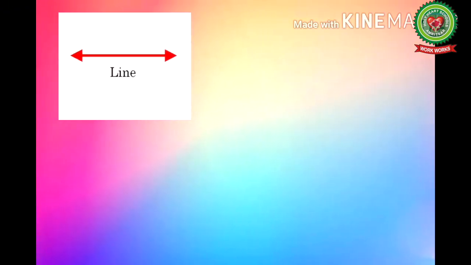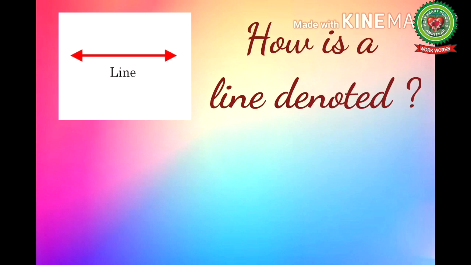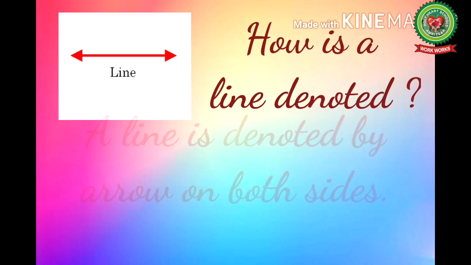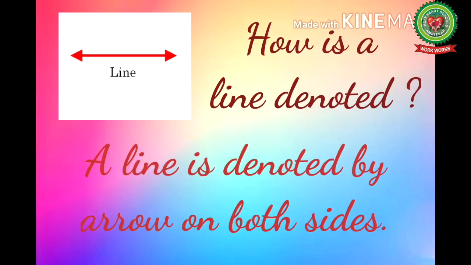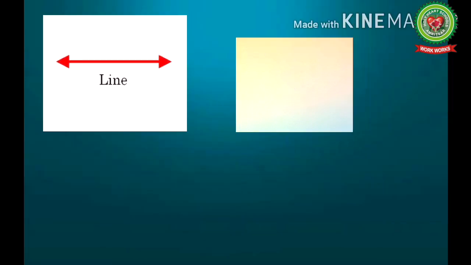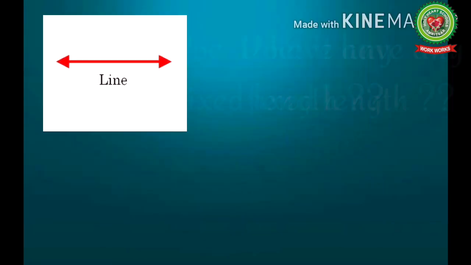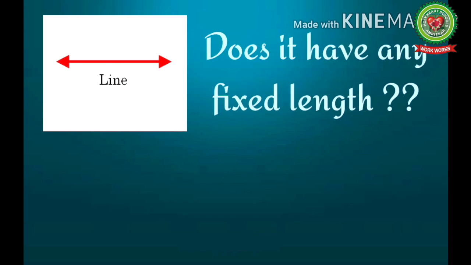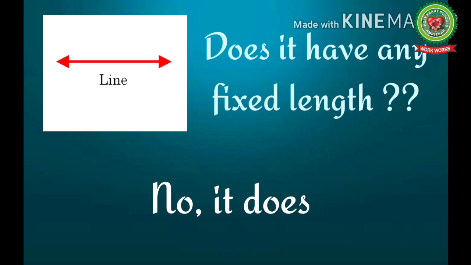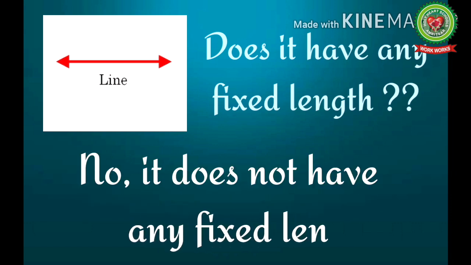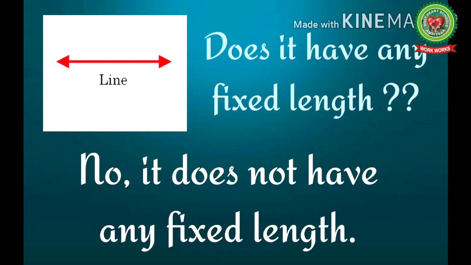Now again look at the figure and tell, how is a line denoted? A line is denoted by arrow on both sides. That means it can be extended from both the sides. Now children, look at the figure and see, does it have any fixed length? No, it does not have any fixed length because it has arrows on both sides.